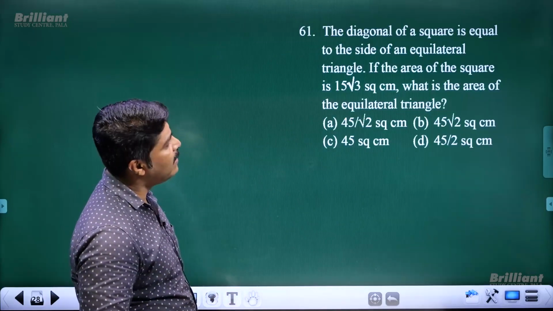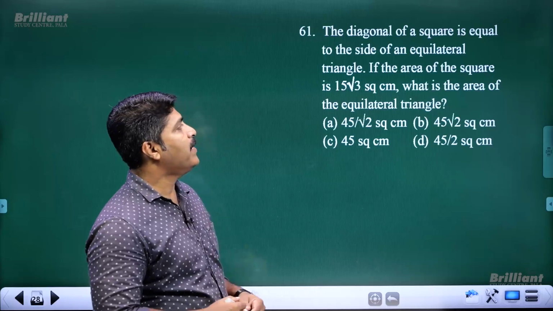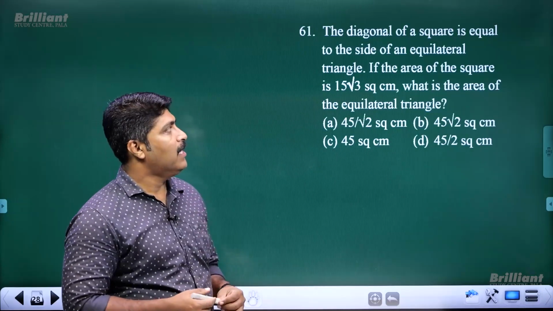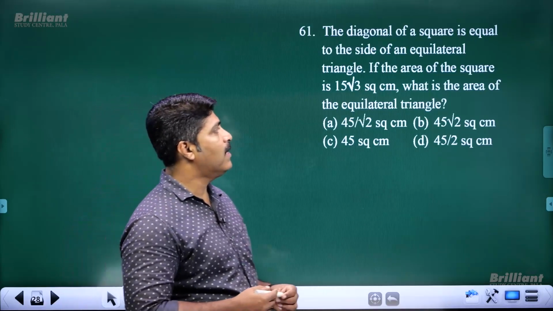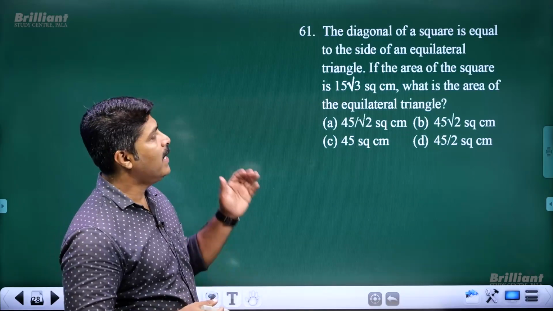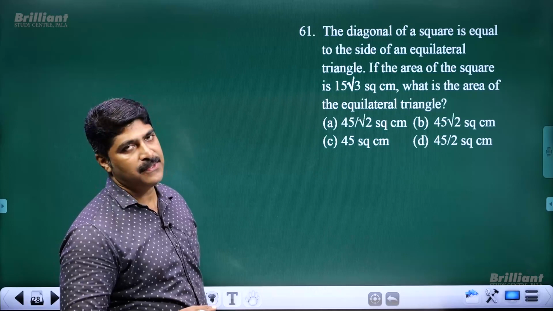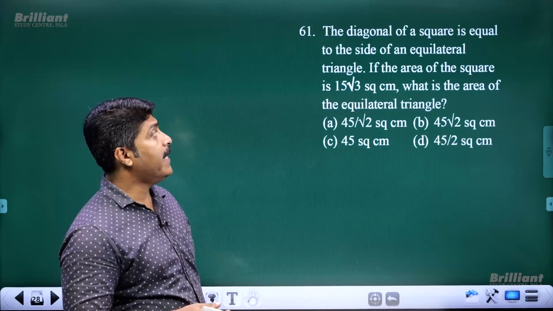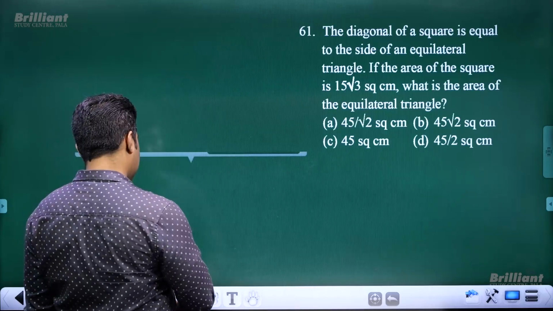Then the diagonal of a square is equal to the side of an equilateral triangle. If the area of the square is 15 root 3 square centimeter, then what is the area of the equilateral triangle? There you have to learn the results related to equilateral triangles and squares. So how can we consider the results here?